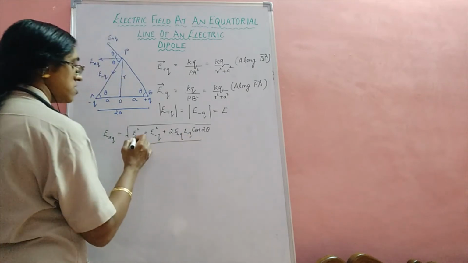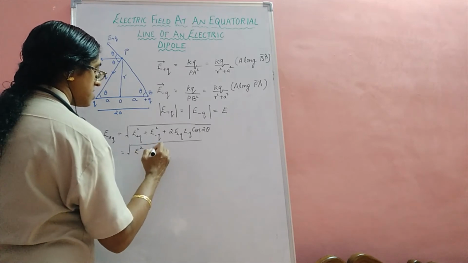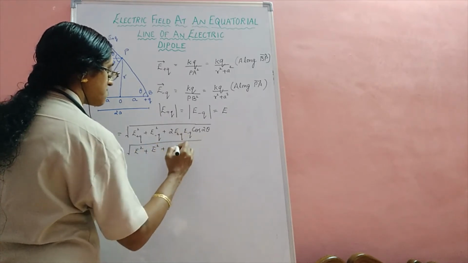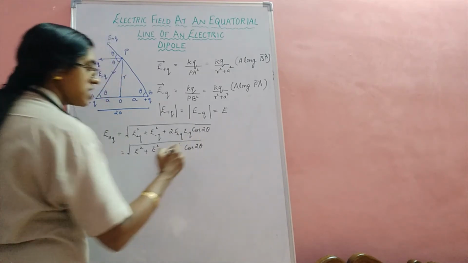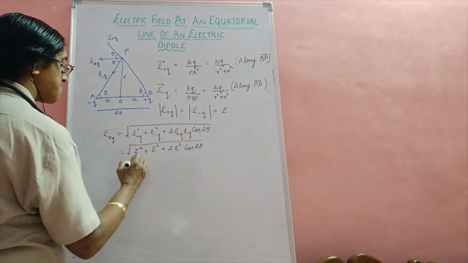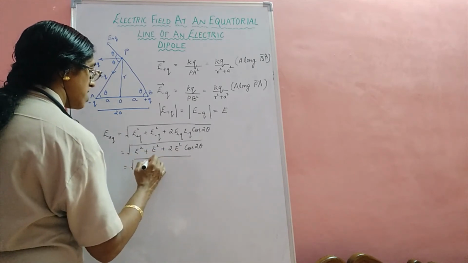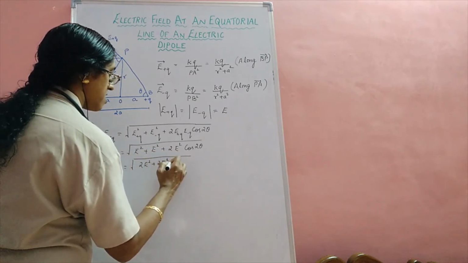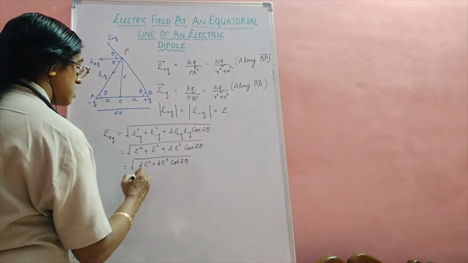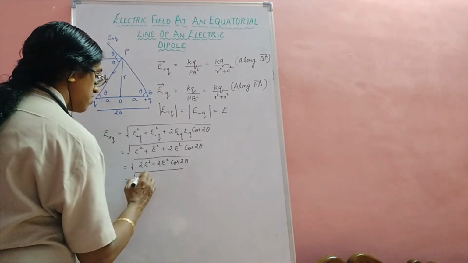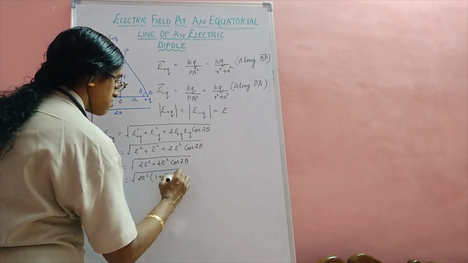Substituting the values, plus Q, I'll take it as E. So, it would be E square plus E square plus 2. These both will be equal. So, it is E square cos 2 theta. Right? Again, E square plus E square is 2E square plus 2E square cos 2 theta. Right? Now, again, under root of 2E square can be taken out common, 1 plus cos 2 theta.